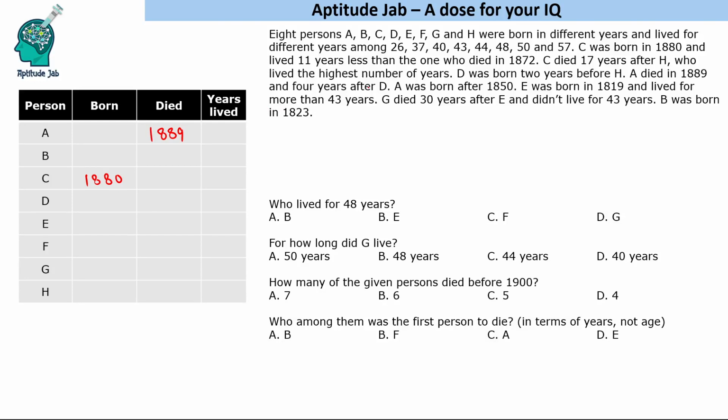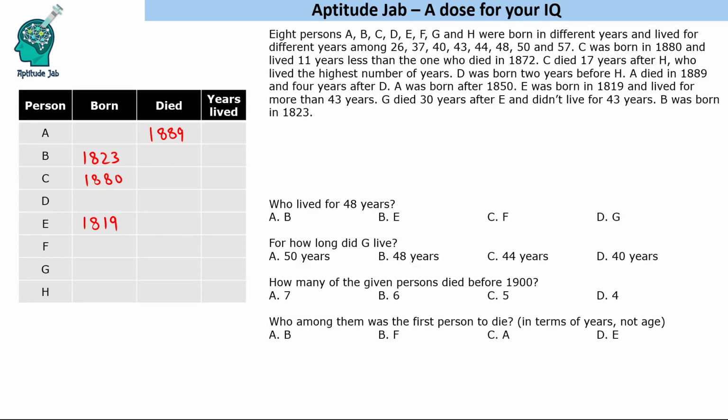First thing would be to fill this information, because other things can be filled with conditions, but these are straight things. E was born in 1819. So E 1819. B was born in 1823. So these things are directly given to us.